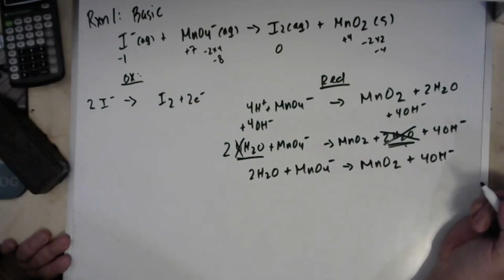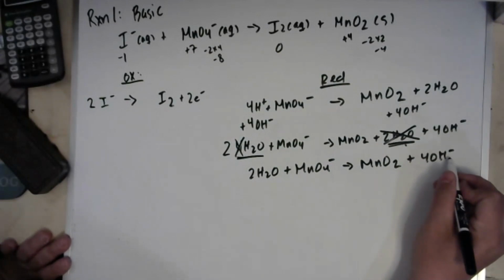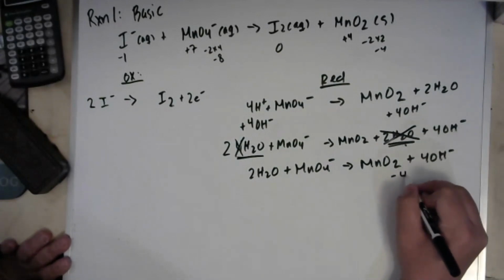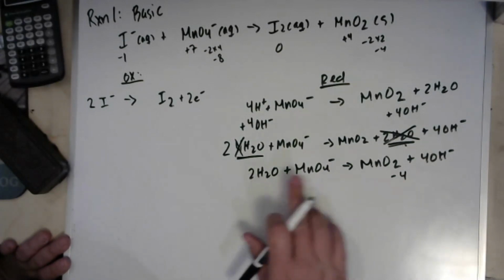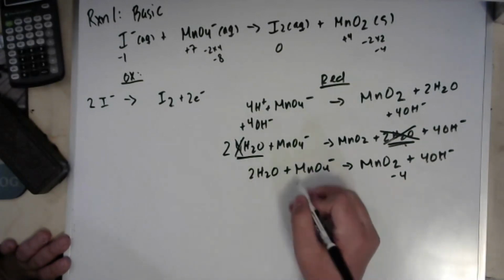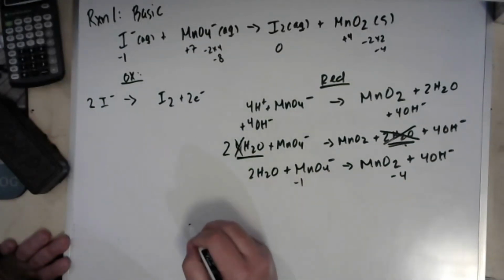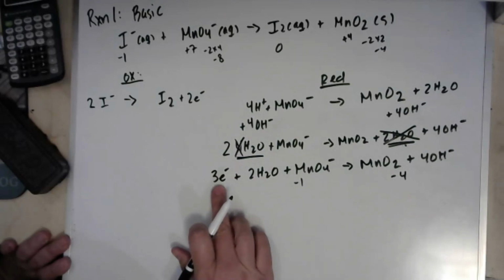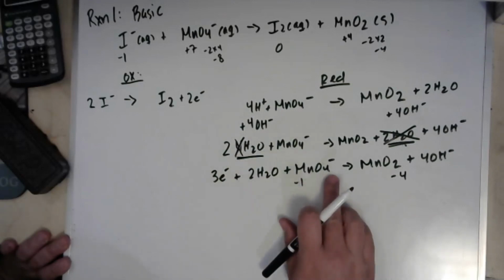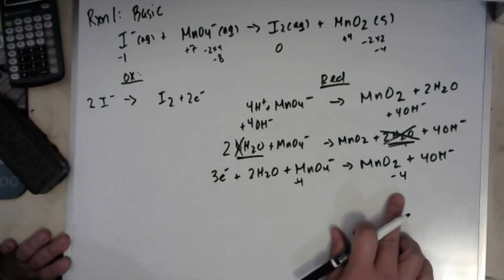Now I have to balance my electrons. I go right back into the normal balancing here. I have 4 hydroxides on the product side, that's a total of -4. I have 2 neutral waters and a permanganate ion that has a -1 charge. So I'm going to have to add 3 electrons to this side for my charges to be the same. Because if I have 3 electrons with -1 charges and one of these, now my total charge on that side is -4, and I'm matched up.